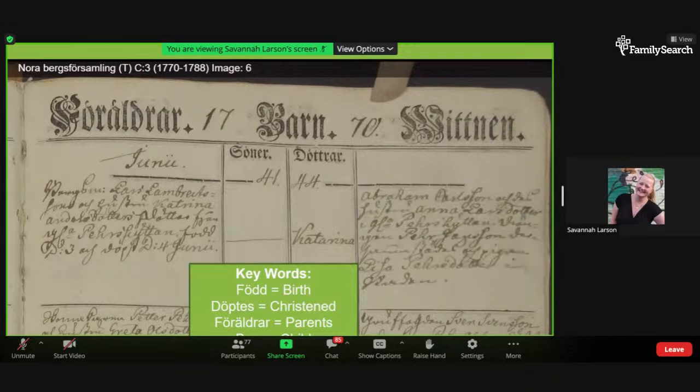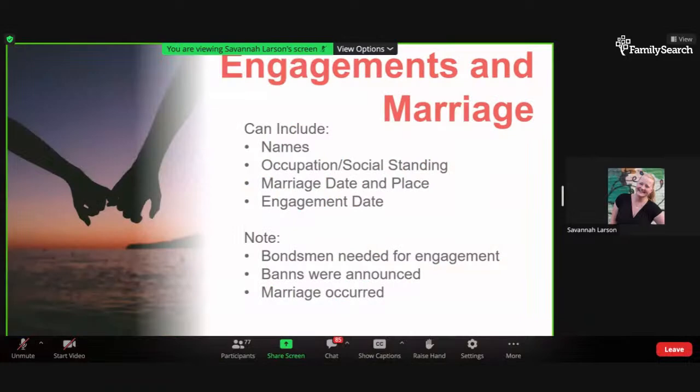Now we'll move into marriage records. Engagement and marriage records can include the name, occupation, and social standing of a person, as well as the marriage date and place, and sometimes the engagement date, depending on how the records were kept. For a marriage to take place in Sweden, you would need bondsmen for the engagement to assure that the marriage would happen. And then you would typically get engaged, and then you would have to announce banns 3 times in church to make sure that there were no objections to the marriage. And so those would be announced, and those dates might be recorded, and then the marriage would occur. So if there are multiple dates, that explains why, and we'll walk through one on a record.